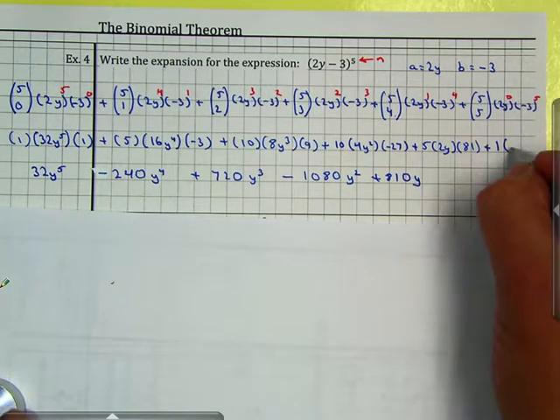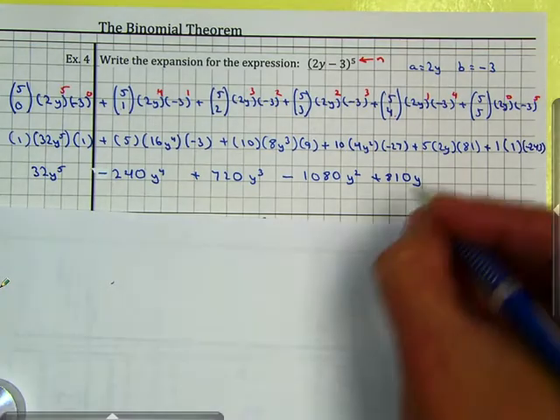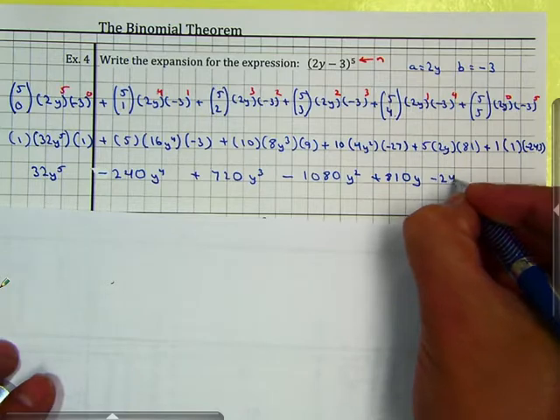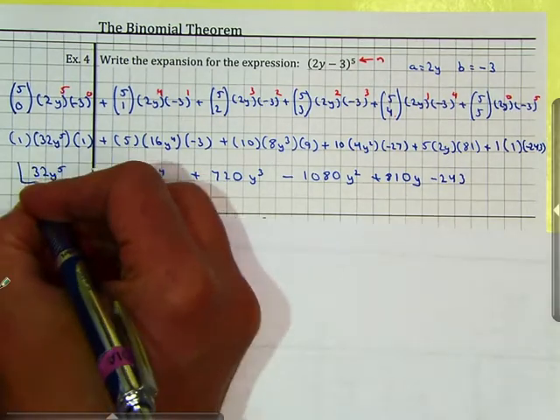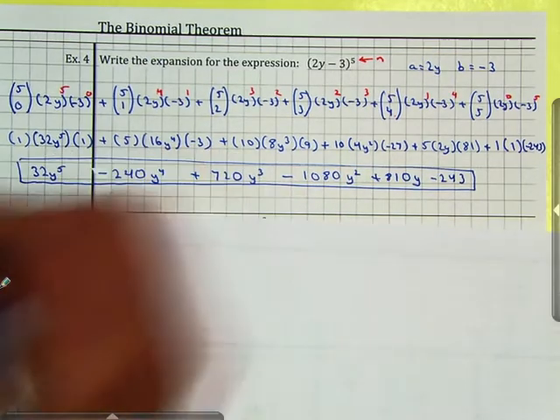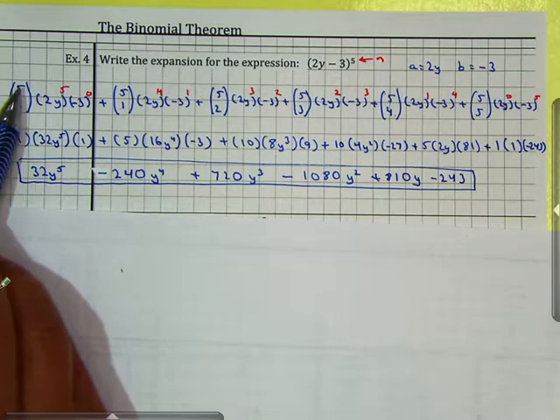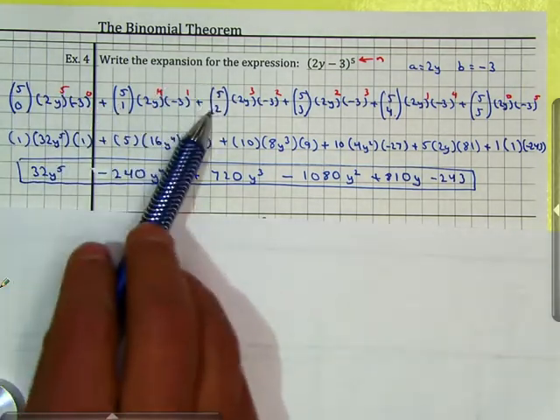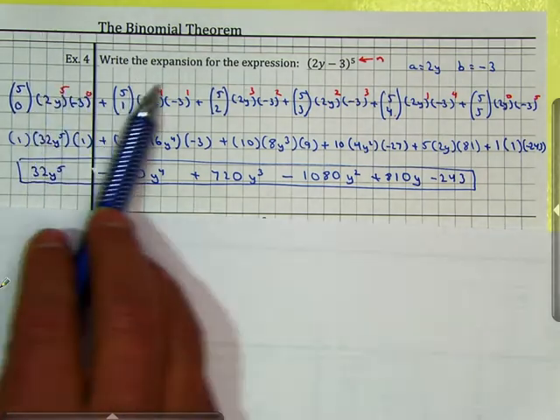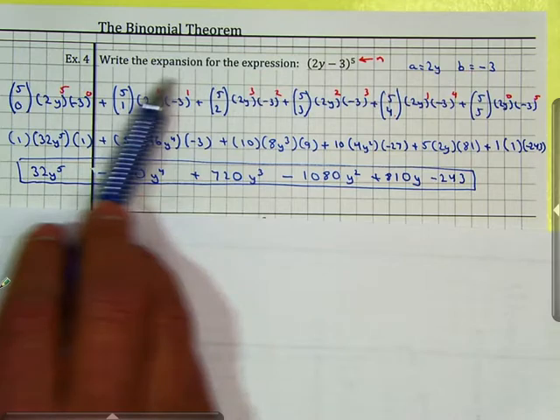2y to the 0 is 1. And negative 3 to the fifth power will be negative 243. So therefore, it will be negative 243. And this will be your final answer. But you want to be able to keep in mind your patterns. So in this case, it's 5 choose 0, 5 choose 1, 5 choose 2, and so on. This is 5, 4, 3, 2, 1, 0. 5, 4, 3, 2, 1, 0.